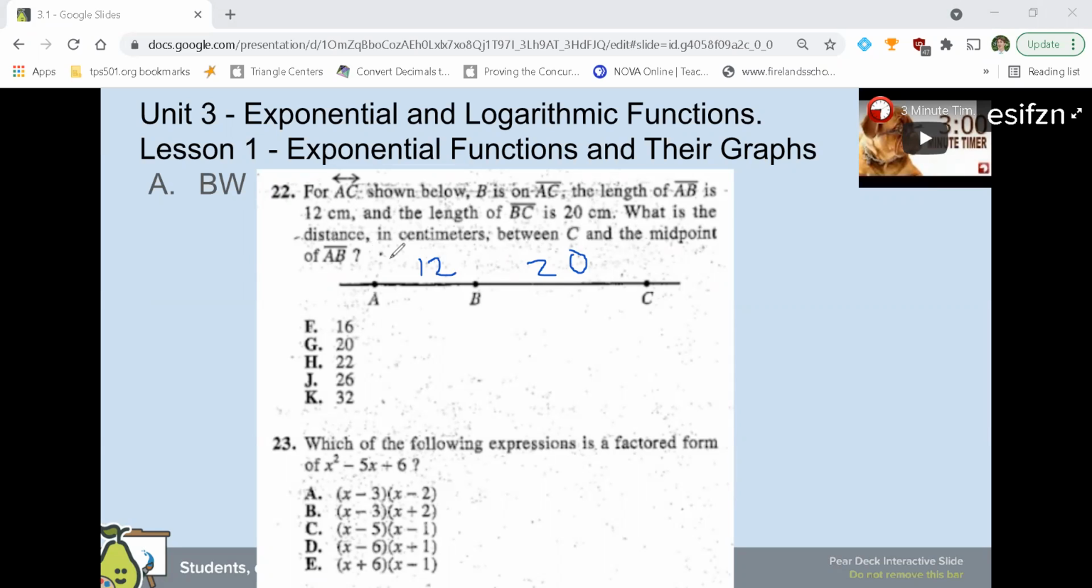Anybody have an idea how to do this? What do you think? What should I do? Oh, hold on. You're right that it would be 6 here, but we want to find between C and the midpoint of AB. Okay, hold on. Sorry. No, you just weren't done yet. This is 6. Okay, so then how do I find the distance from here to here?